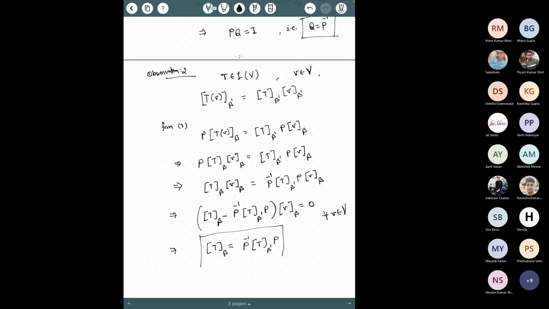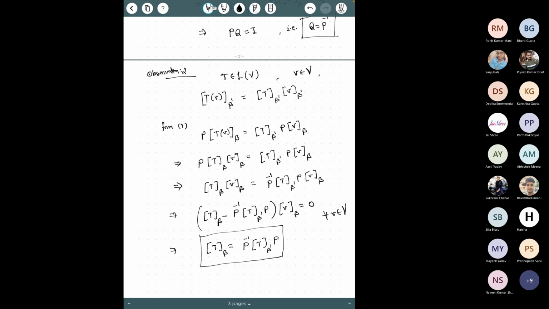So this is the relation you got from this observation. The matrix of T with respect to B and the matrix of T with respect to B dash are related via this relation, and this has a name. Do you know what we can say from this expression? They are similar. So they are similar matrices.